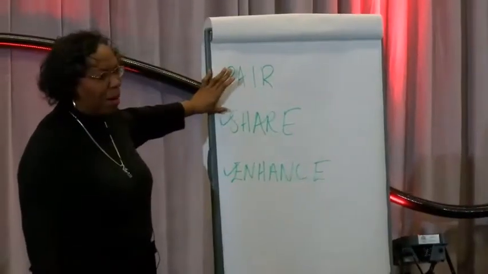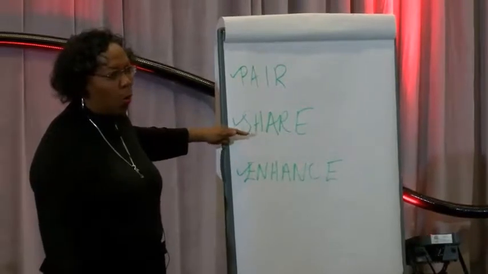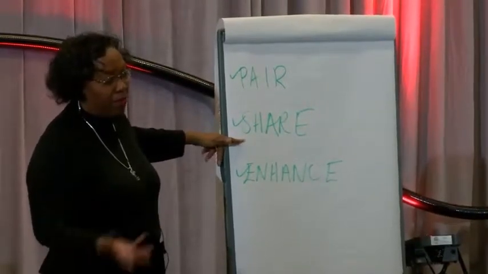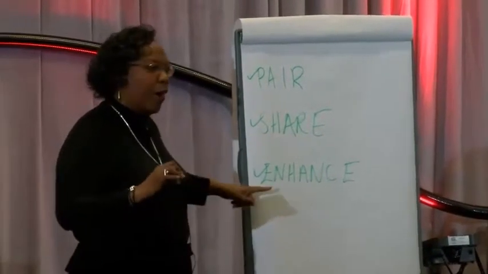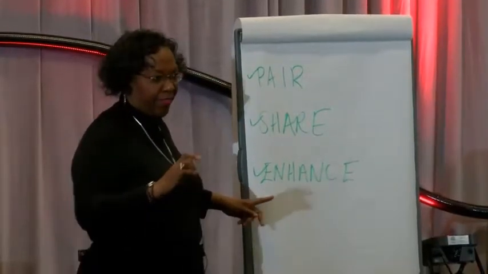So you're going to pick a partner at your table. You're going to pair. You're going to share 1 or 2 of your action steps. If you have time, you can do all 3. And your partner is going to offer enhancements, okay?